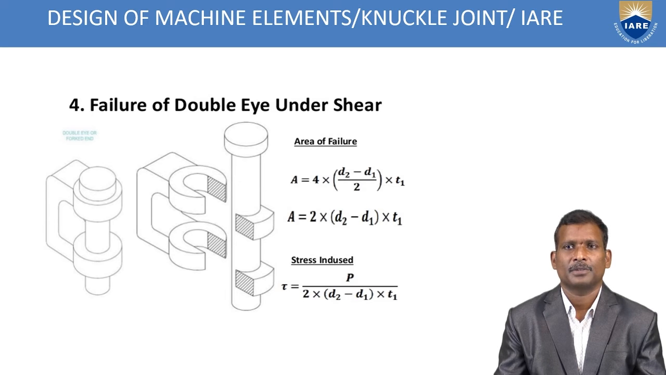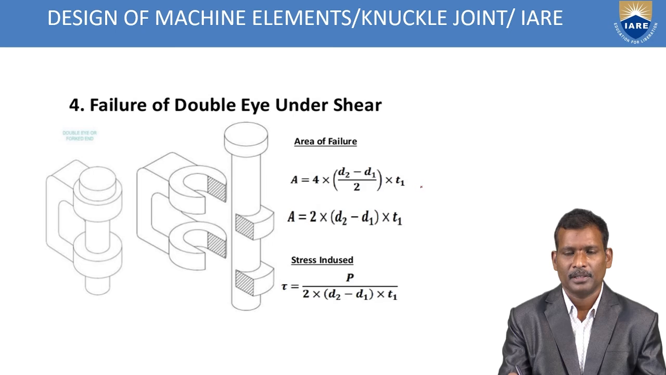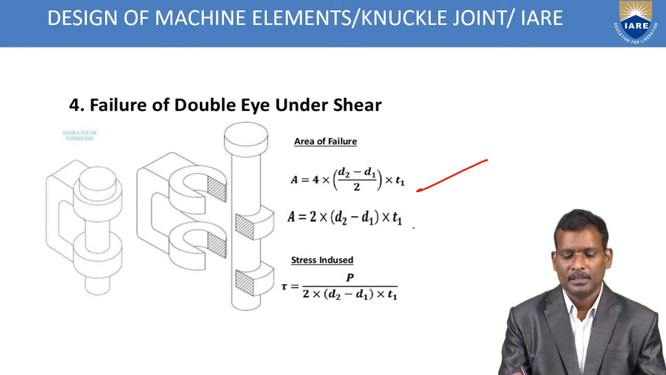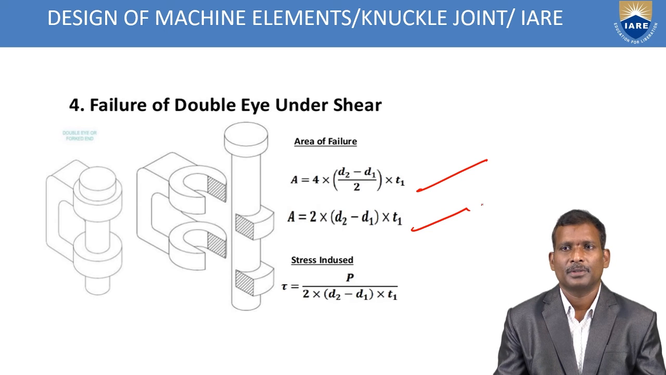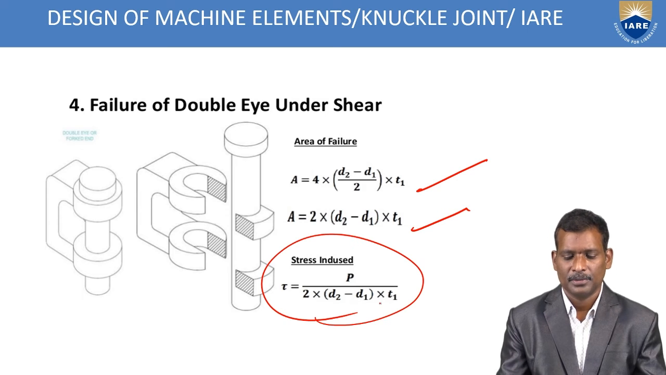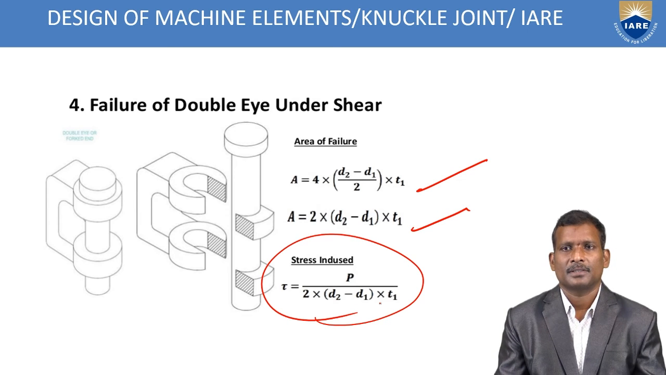Next, the fourth one is the failure of the double eye under shear. When it is subjected to shear load, the area of failure you may calculate by using this empirical relation: A is equal to 4 into (d2 minus d1) by 2 multiplied with t1. Similarly, A is equal to 2 into (d2 minus d1) into t1. Finally, calculate the stress induced: shear stress is equal to load upon area.